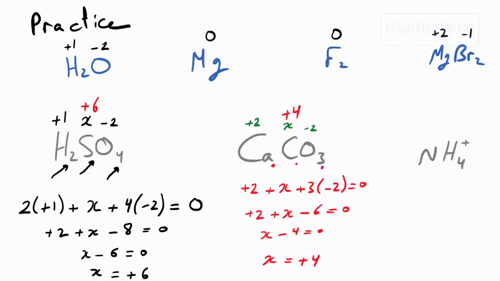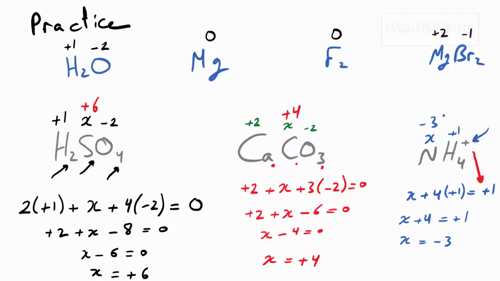The last one is slightly different. It's about NH4 plus. As you can see, here we have a charge. So we apply the last rule, which is talking about polyatomic ions. The summation of the oxidation numbers multiplied by the subscripts is equal to the charge of that polyatomic ion, which here is +1. After we do the math, we find that the oxidation number for nitrogen is -3.